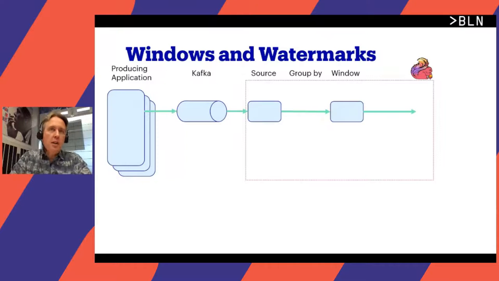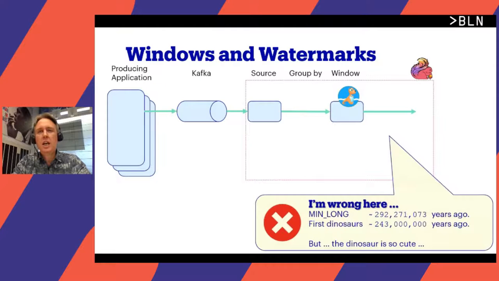So, a very simple application. We create records, throw them in Kafka, and then into a Flink thing. So the first thing to realize is that when you start it, the window has a sense of last seen watermark, which is a very long time ago, the age of the dinosaurs. Well, actually, it's min long, which is 292 million years ago, and the first dinosaurs only appeared 50 million years later. So it's even older than the dinosaurs, but you get the idea.